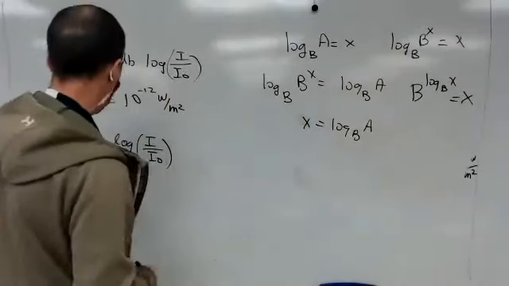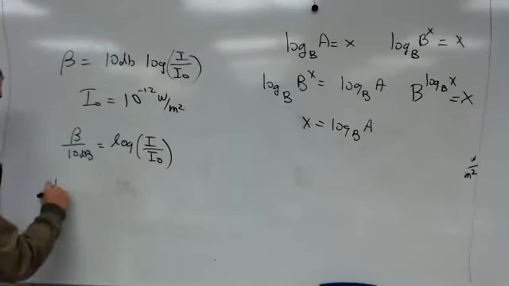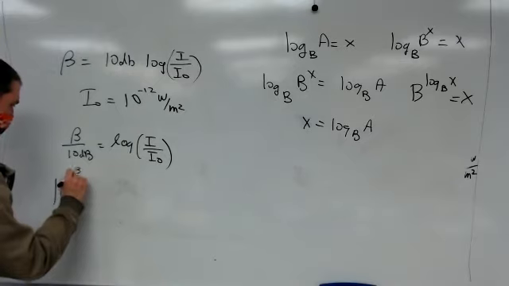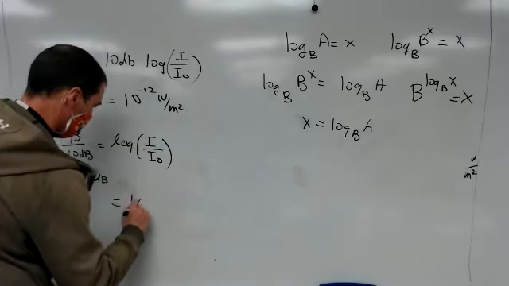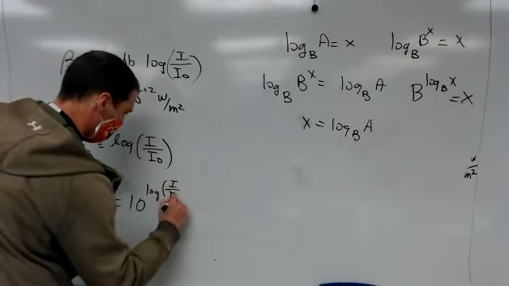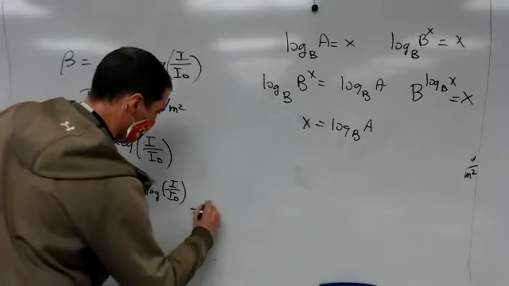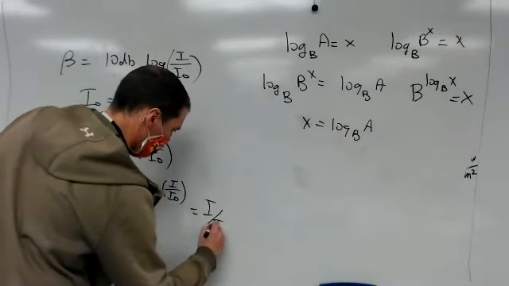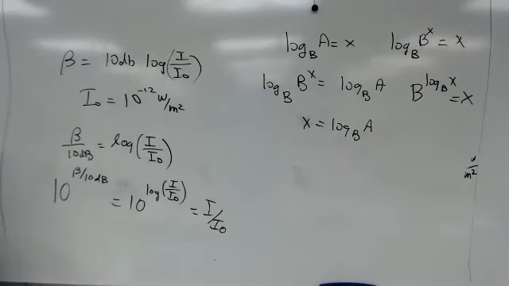And so if I want to get rid of this log function, I have to take 10 to both sides. 10 to the beta over 10 decibels is equal to 10 to the log of I over I naught. And that just becomes I over I naught. And now you can solve for I by cross multiplying and substituting.